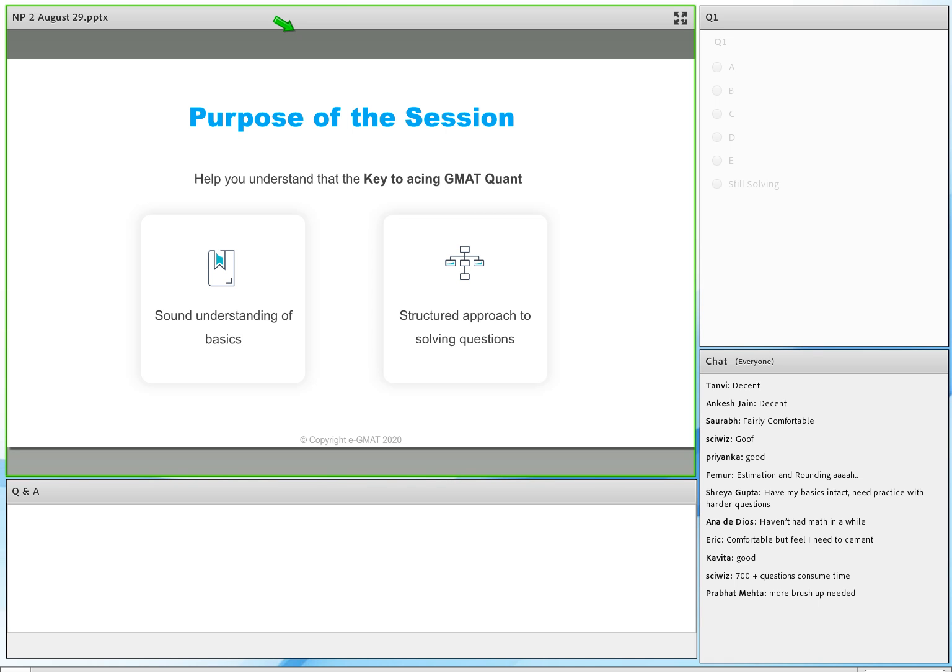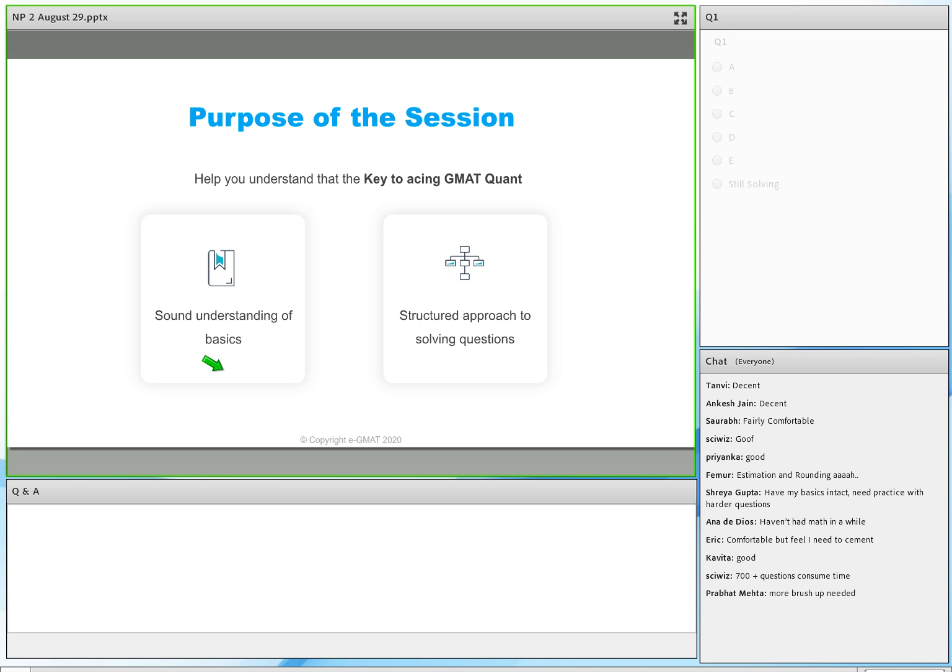The purpose is to help you understand what's the key to acing GMAT Quant. It's not doing thousands of questions. You do questions the right way after you have a sound understanding of your basics.